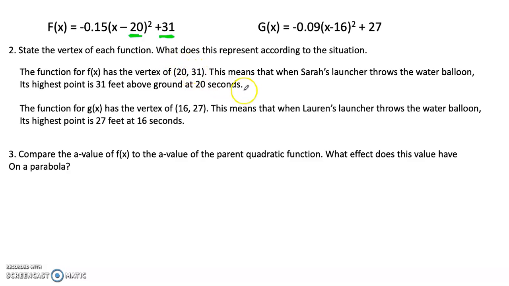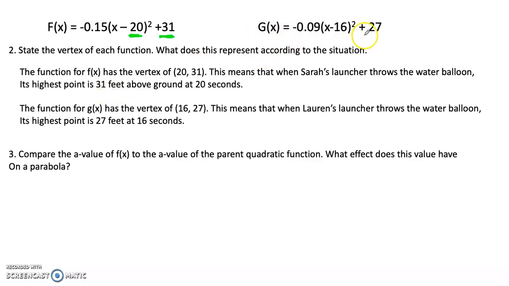This tells me that when Sarah's launcher throws the water balloon, that water balloon reaches the highest point. Remember, our y value is the height in feet. So the highest point is 31 feet above the ground, and my x is seconds. So at 20 seconds, that water balloon is 31 feet above the ground.